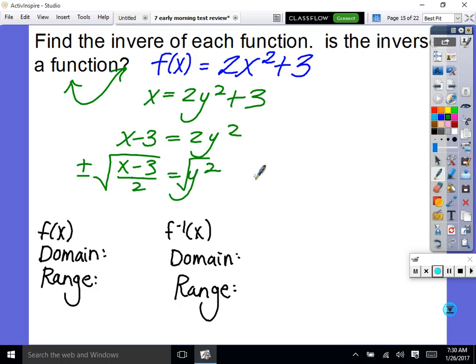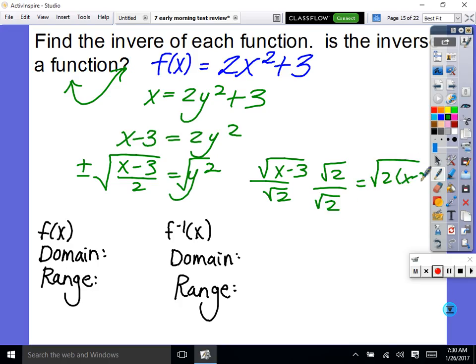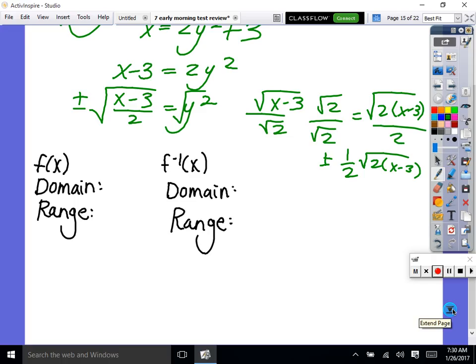Yes, it would be this. So you would rewrite it as the square root of x minus 3 over the square root of 2. You multiply by the square root of 2 over the square root of 2. So that would be the square root of 2 times (x minus 3) in parentheses, all over 2. So like you said, Luis, 1/2 square root of 2(x minus 3). That would be the advanced answer. If you stop there, though, I'll mark you right.